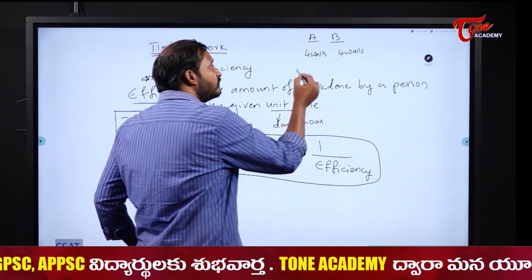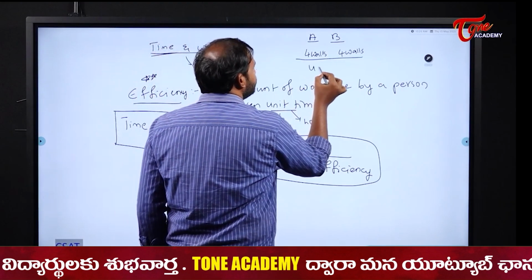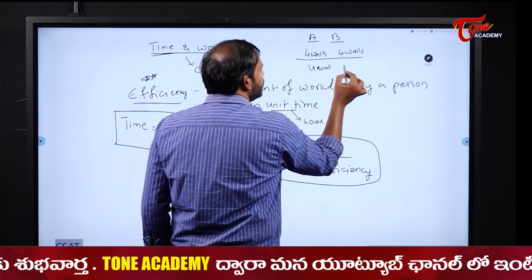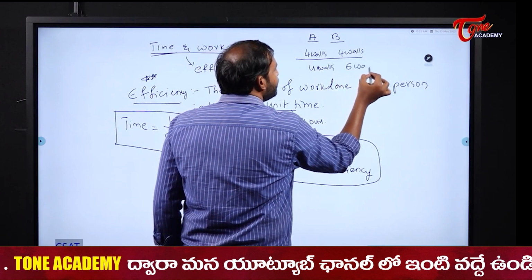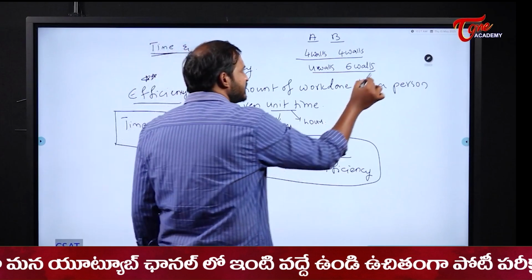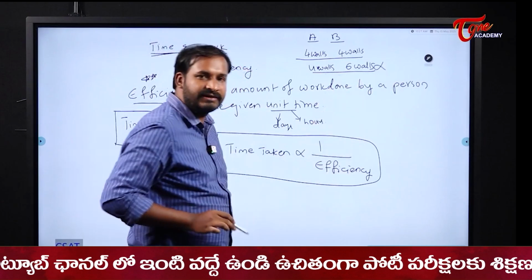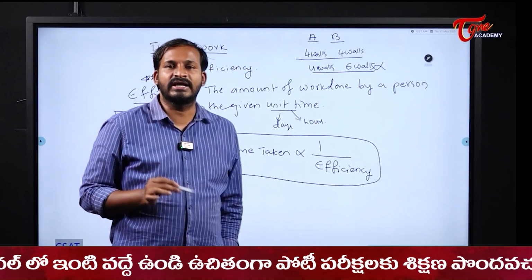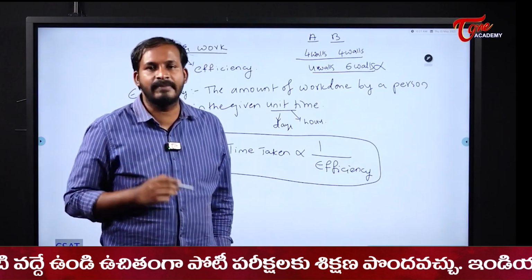But will I do this thing? I will give a task for A to build 4 walls and for B to build 6 walls. Can I compare their efficiency in this case? No, I cannot compare their efficiency in this case. Why? Because their work is different. The amount of work assigned to them was different. So, I cannot compare their efficiency.